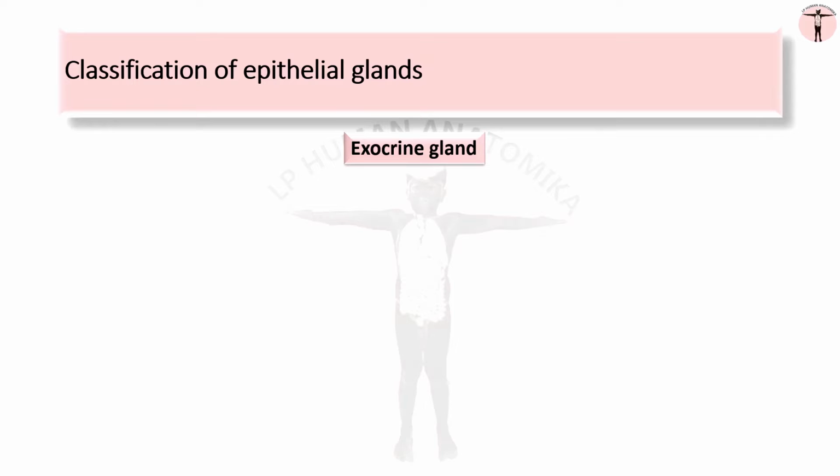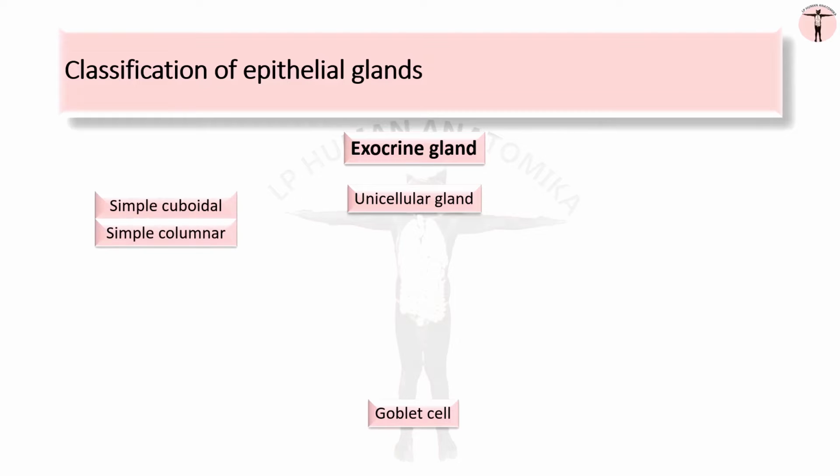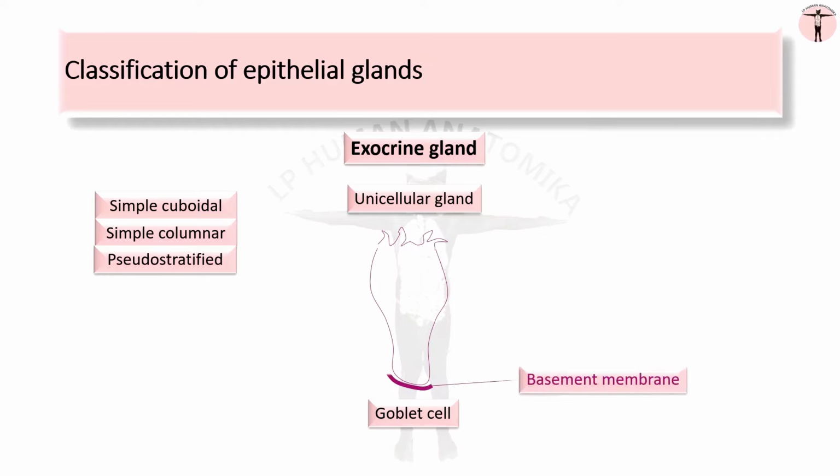Now, coming back to classification of glands, the exocrine glands are further subclassified based on the number of cells into unicellular and multicellular, as we have already seen. Unicellular glands are interspersed as goblet cells amongst other non-secretory epithelial cells, such as simple cuboidal, simple columnar and pseudostratified epithelia.